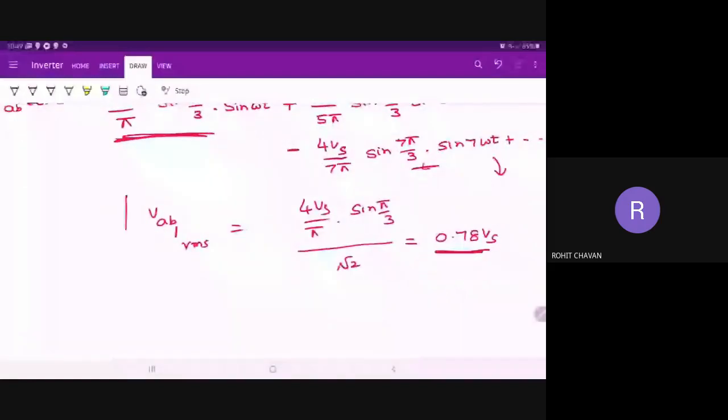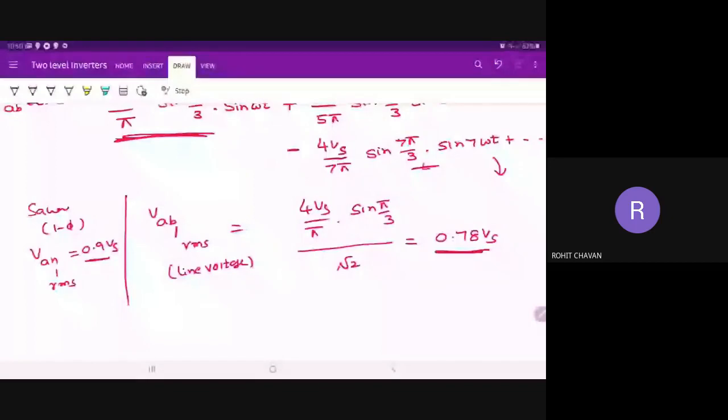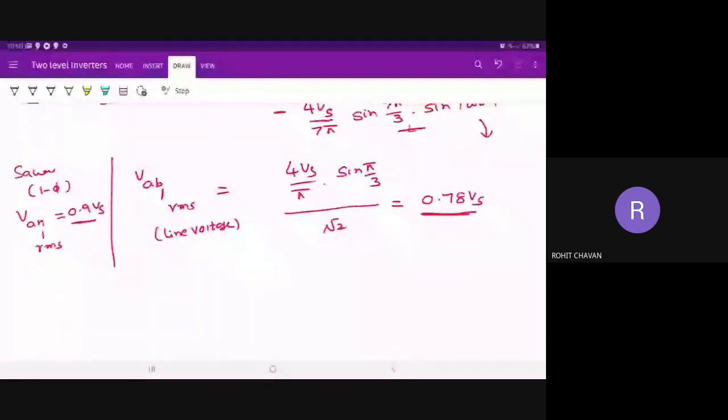If you compare this with the square waveform that we obtained for single phase, its RMS value in the previous class was 0.9 Vs. Now it is three phase and this is the line voltage. This is important: it is 0.78 Vs. Clear? So what is its significance?